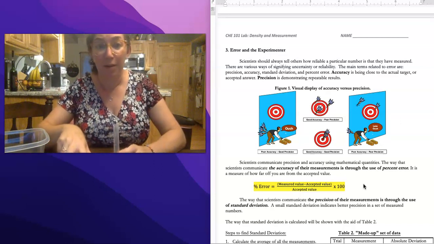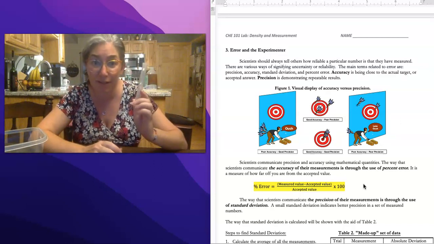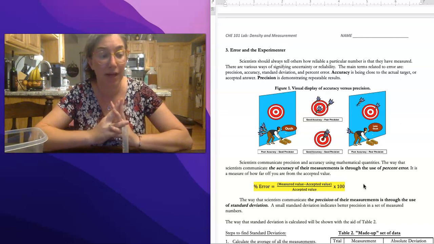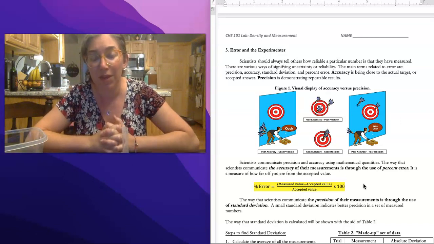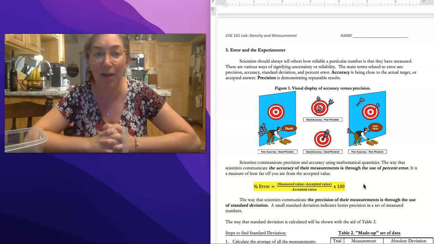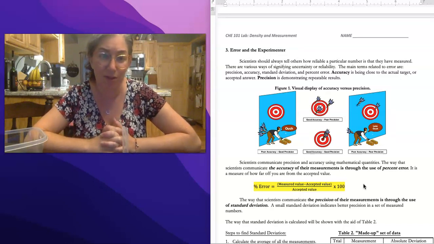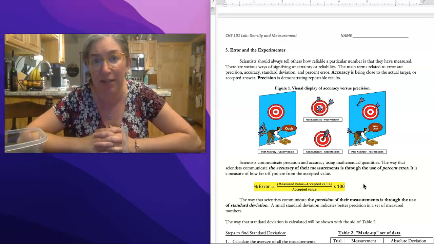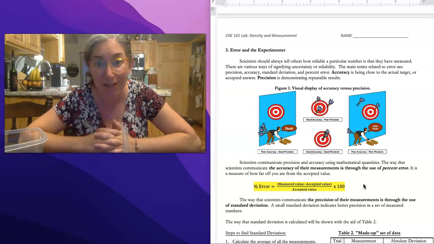Also, the error comes from us as humans reading these measuring devices, like a graduated cylinder. We have our own errors and biases. So the things that we care about when it comes to the certainty of our measurements: we want our measurements to be as accurate and precise as possible. A lot of times those words are used synonymously, but they are not synonyms. So accuracy is, think of it as the correctness. How close is it to the actual density? And precision is sort of how repeatable your results are.